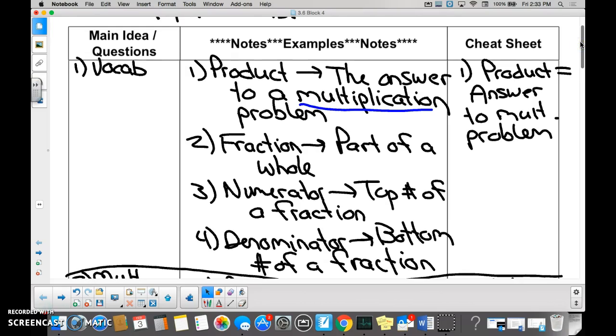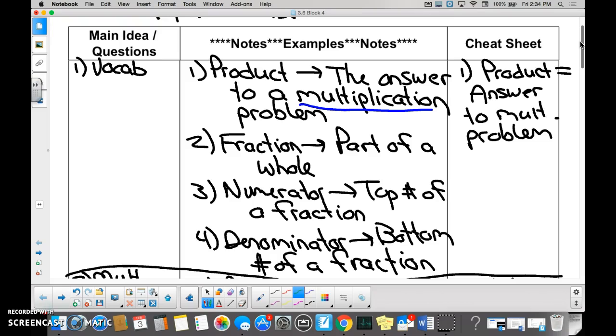Louder. Numerator and denominator are the... Louder. What is the difference between a numerator and denominator, Catherine? Really loud, please. The numerator's on top and the denominator's on the bottom.